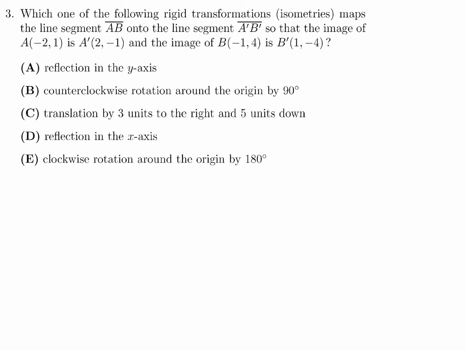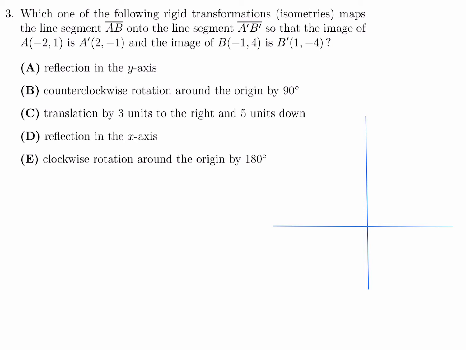Which one of the following rigid transformation isometries maps the line segment AB onto the line segment A prime B prime so that the image of A, negative 2, 1 is A prime, 2, negative 1, and the image of B, negative 1, 4 is B prime, 1, negative 4. Let's go through each of these one by one. First, let's just plot one. I think we should be okay with just plotting one of these.